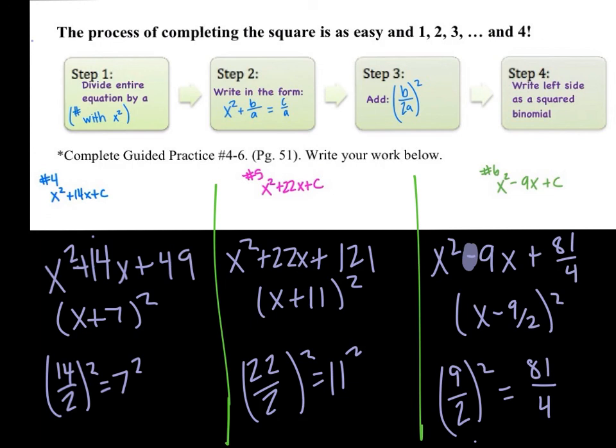So that's all there really is to it. Finding that middle term, making sure your lead coefficient is 1, and dividing that b term by 2 and squaring it. That's all we're doing.